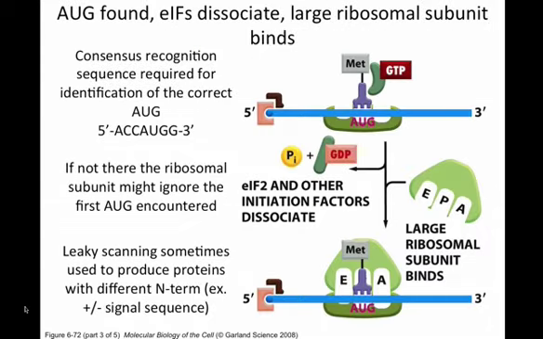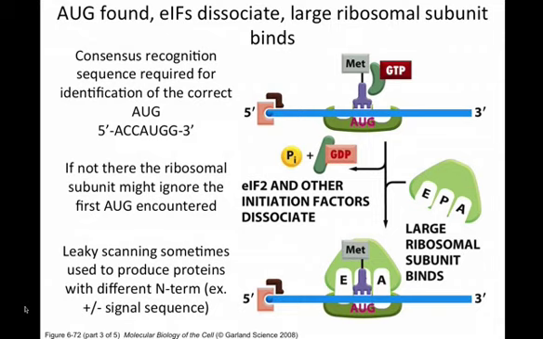Okay, so once that first AUG is found, the eIFs dissociate, and then the large ribosomal subunit comes in and binds. Now you might ask me, how do you know which AUG to use? Because when you're dealing with 4 bases, what are the chances that you're going to come across an AUG? Probably a lot. So you might want to have some kind of criteria for determining which AUG to use.